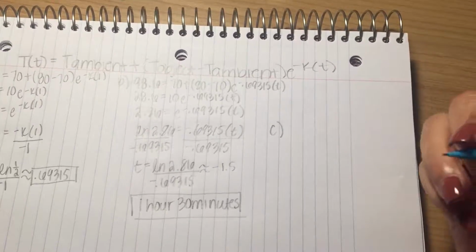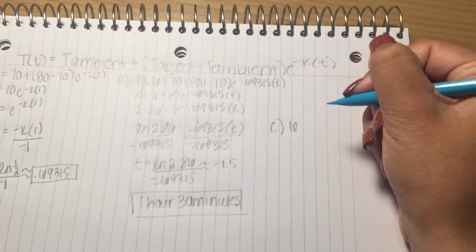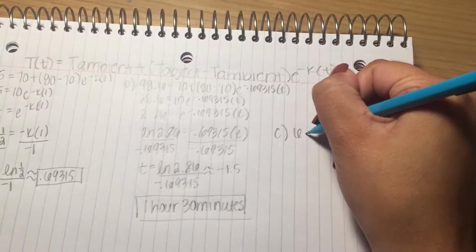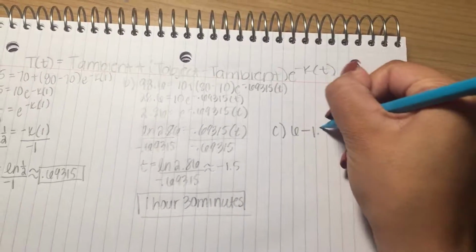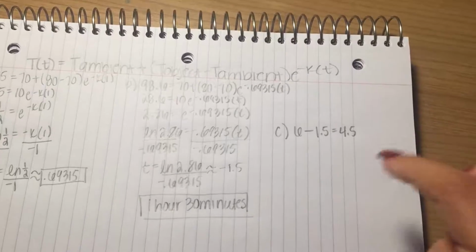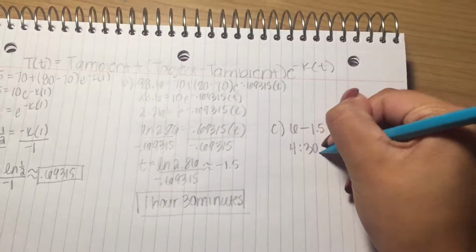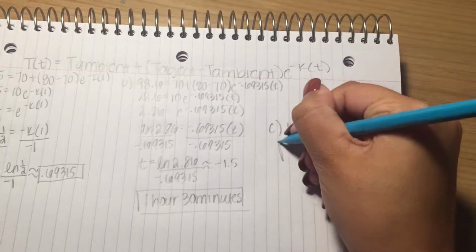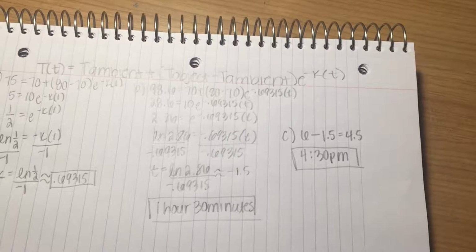Part C is to determine the time of death. So to do this, I'm going to take 6 because the body was discovered at 6 p.m. I'm going to subtract because it's negative 1.5. And this gives me 4.5. That is going to be equivalent to 4:30 p.m. And it was at 4:30 p.m. that Mr. Fies was murdered. Thank you.